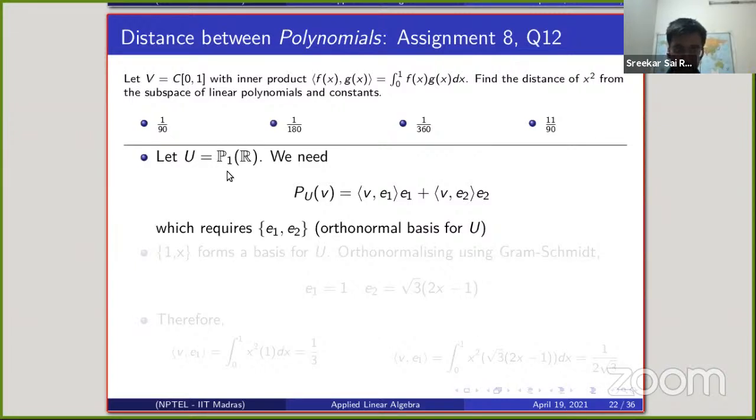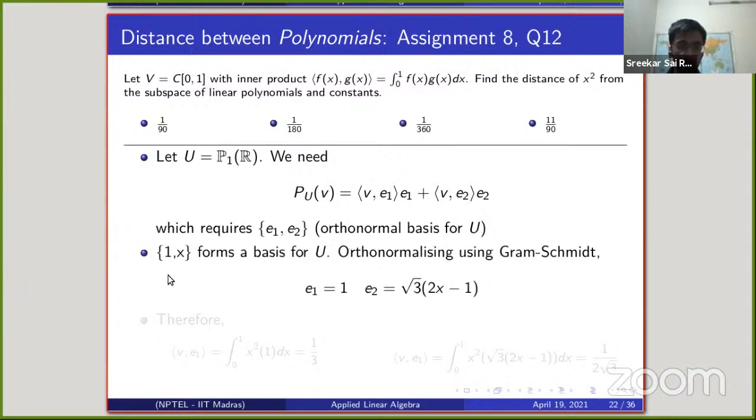Now U is basically the subspace of linear polynomials. PUV, as we discussed in class, would be basically the projections of v onto the basis vectors e1 and e2 once we've found an orthonormal basis. Now, how do we find an orthonormal basis? That's simple. For linear polynomials, 1 and x form a basis, because you can express any linear polynomial in terms of these. Now we have to orthonormalize it in order to find a projection operator easily. So we have these two vectors once we've orthonormalized it, and all we have to find is the inner products of v with e1 and with e2.